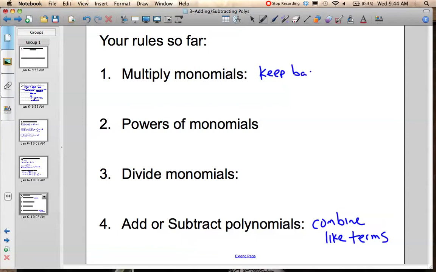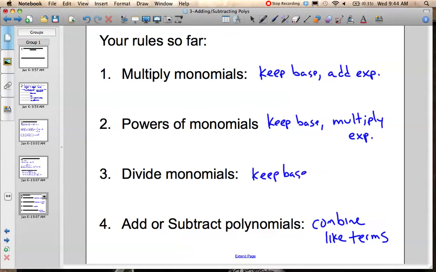And do you remember when you multiply monomials? We said keep the base and add the exponents. For powers, you got it. We keep the base. But this time we multiply exponents. And our final one, when we divide, it's the inverse of multiplying. So while we keep the base, we're going to subtract the exponents.